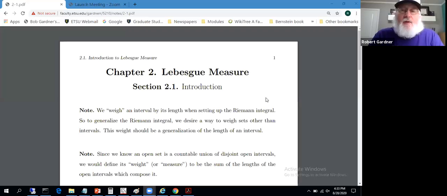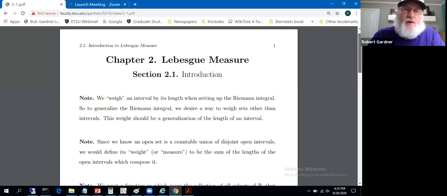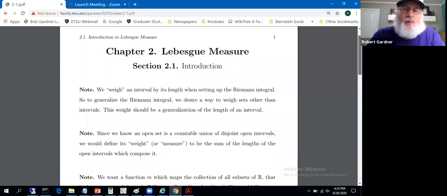Let's start chapter 2 and introduce Lebesgue measure. So the plan in this section is to give a sort of wish list of properties of a measure. Lebesgue measure won't satisfy this wish list of properties, not all the properties; we will weaken one of them. In fact, it can be shown there is no measure that will satisfy all the desired properties.